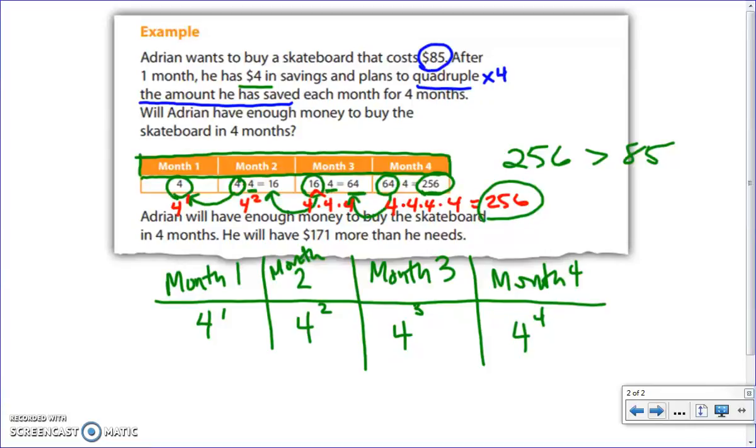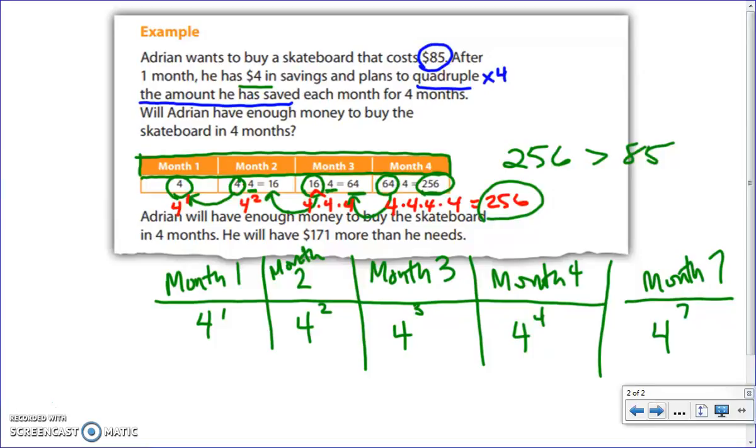Okay, exponential form just means write a long multiplication problem with an exponent instead, shorthand. That's called exponential form. It could ask you how much money will he have saved in month 7. So if I follow my pattern here, in month 7 he would have 4 to the 7th power, that much money saved. And you'd be surprised how much money that is if you actually calculated it. Okay, but that's how that works.